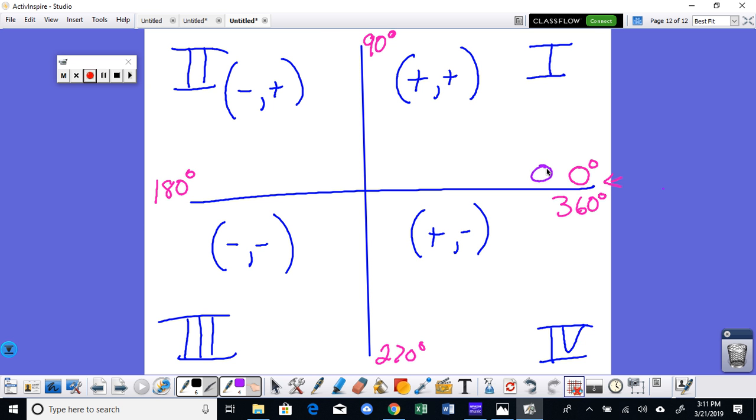So what is it with 90 degrees? Pi over 2 radians. What is it at 180? Pi. What is it at 270? 3 pi over 2, and back at 360, 2 pi.